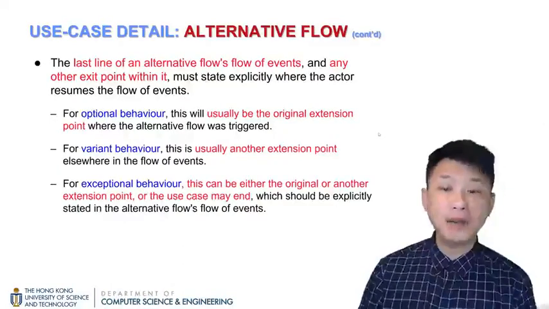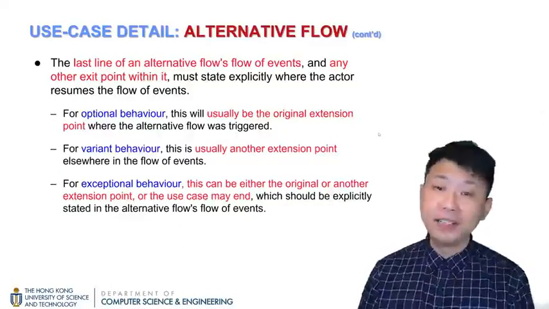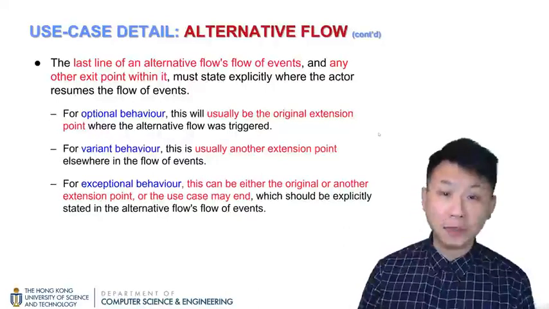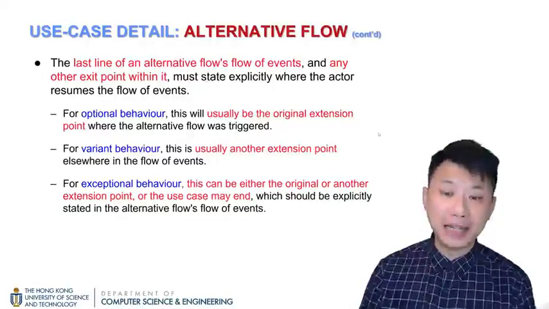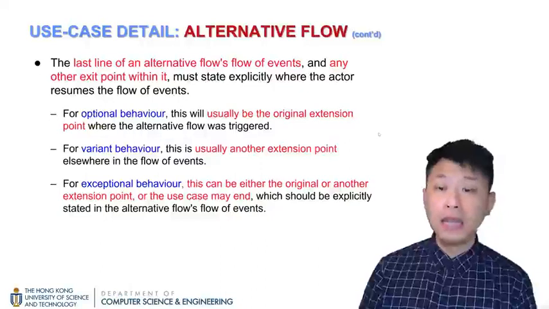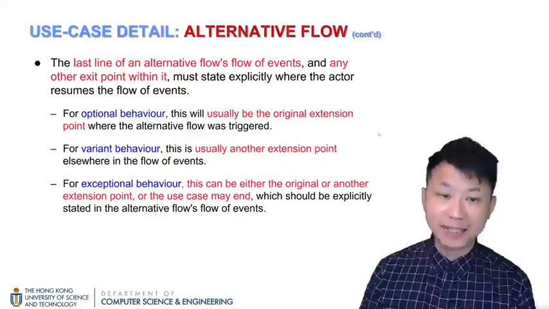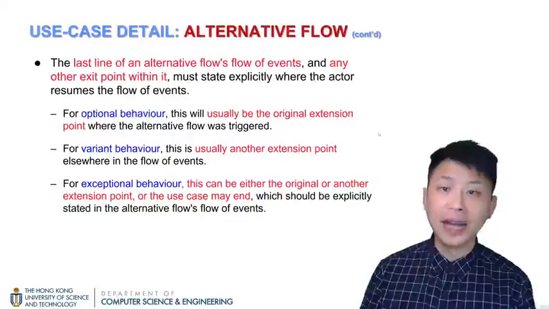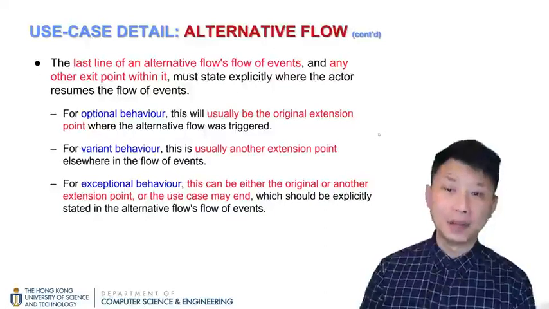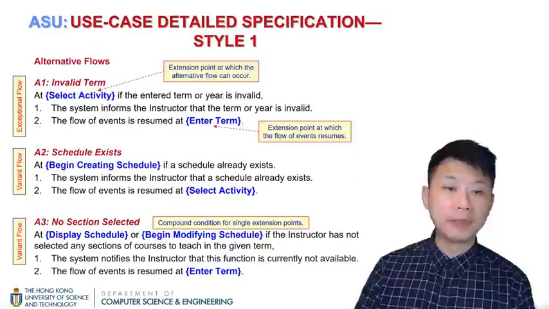For exceptional behavior, it may be either the original extension point or another extension point, or the use case may even end. For exceptional behavior, we have to specify explicitly in the alternative flow how we exit the flow. So this is one example of exceptional flow.